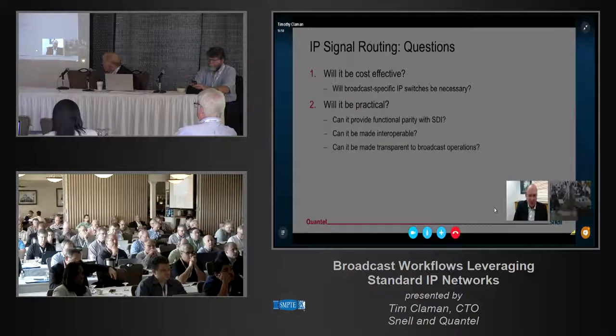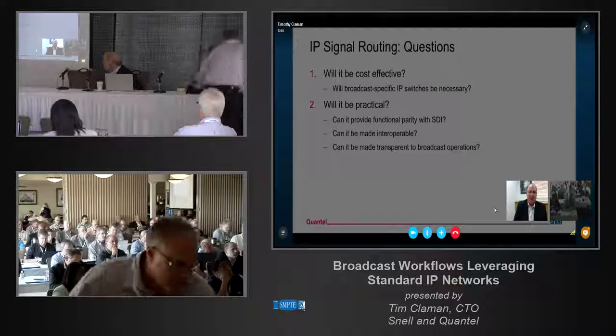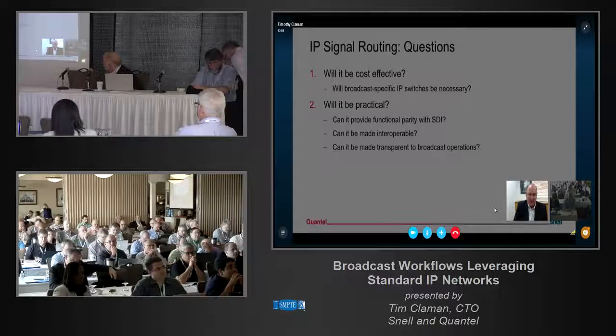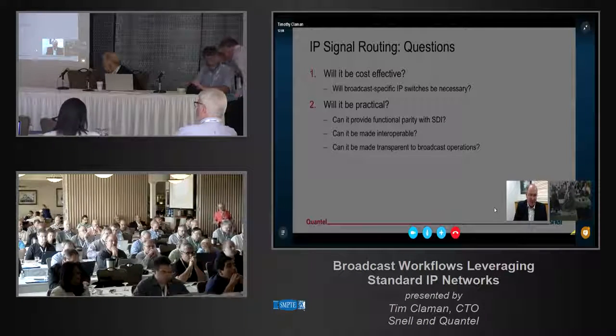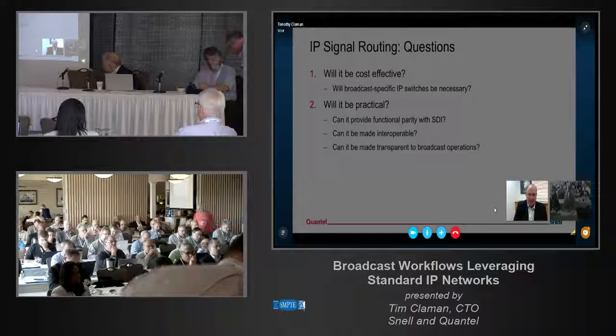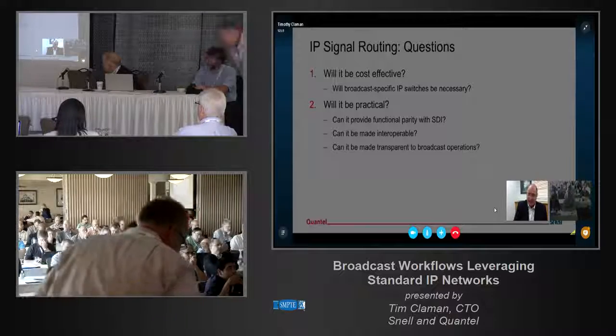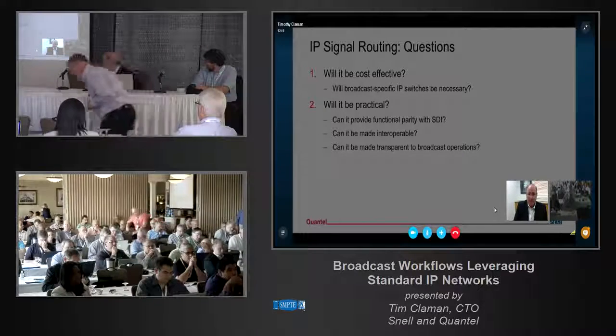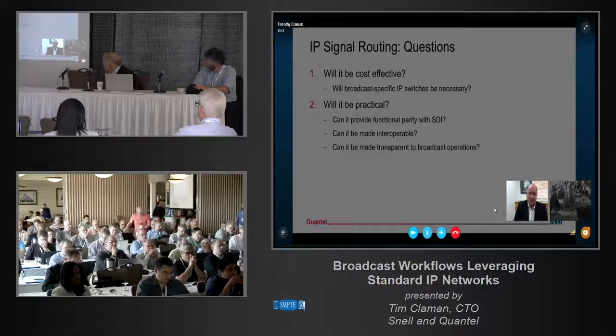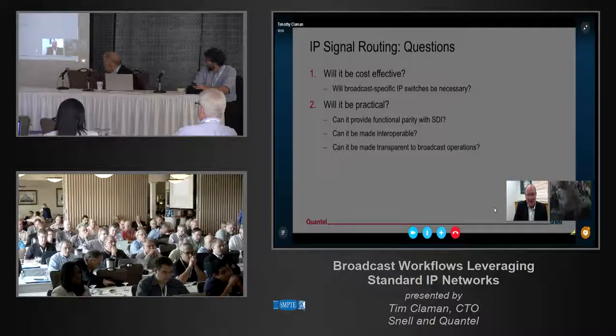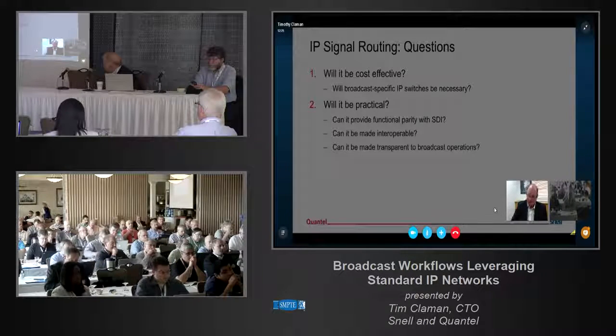The second question is whether IP can be made practical. Can you do everything you're used to doing in the SDI realm in the IP domain? Will you be able to assemble solutions using products from different vendors, or will there be incompatibility headaches? And what will the switching costs look like for you? No pun intended. Will you have to redesign your workflows and retrain your staff accordingly? So that's a big open question.